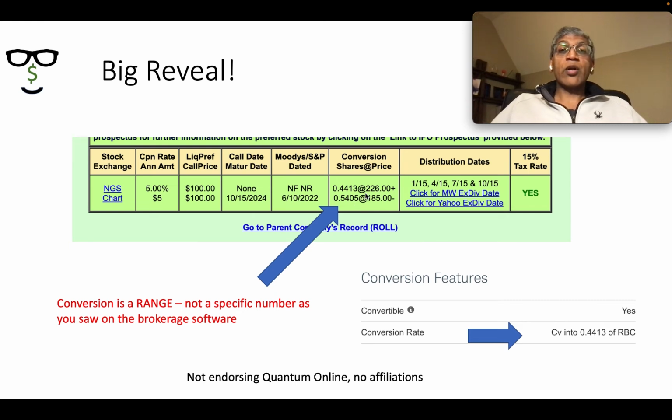And anything in between 185 and 226, if you read the prospectus, it will tell you that it is going to convert pro rata, meaning if it is at 200, then it will convert exactly at the ratio between the RBCP and RBC at that particular price. It's only above 226 where they don't want to give you an infinitely high conversion. And so they throw the 0.4413 in. And if it crashes below 185, you're again capped, but at a higher number, so you can be rewarded. So that's fundamentally the concept of the range of the conversion. And that is available at Quantum Online.